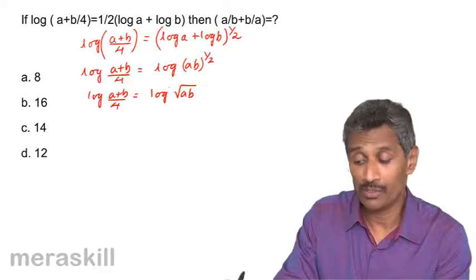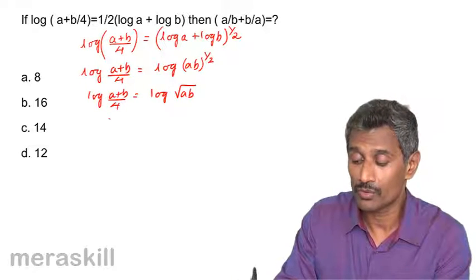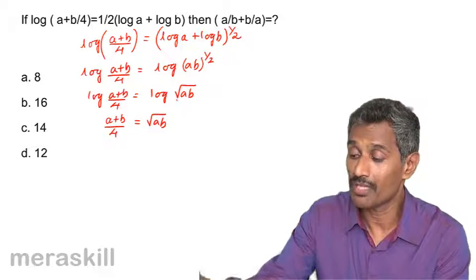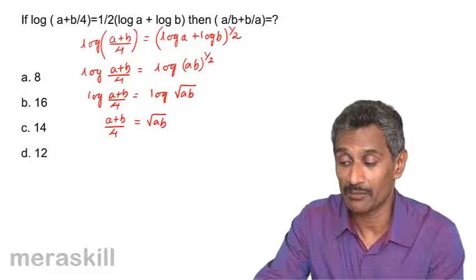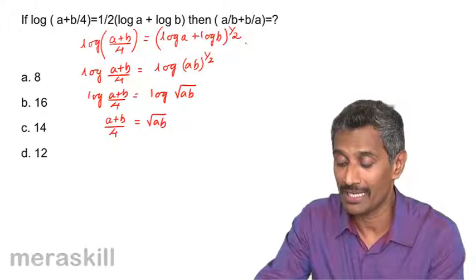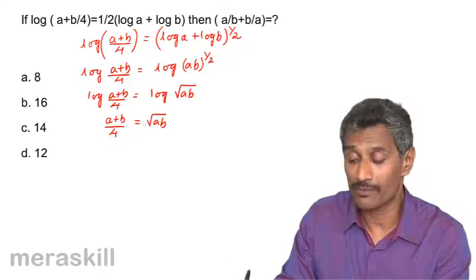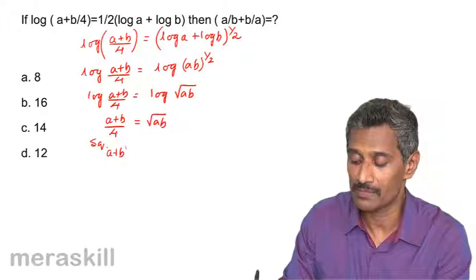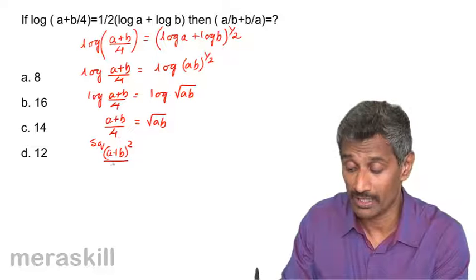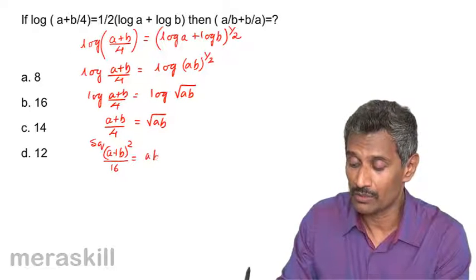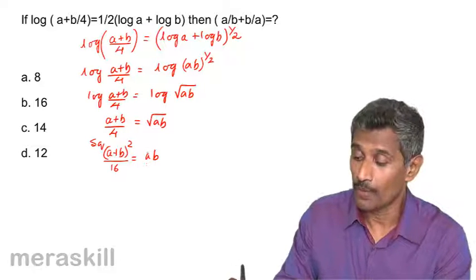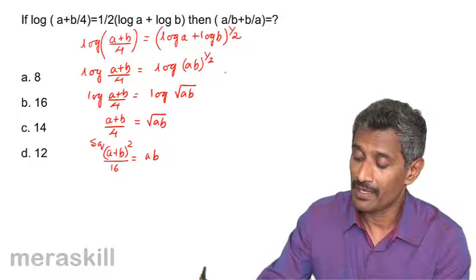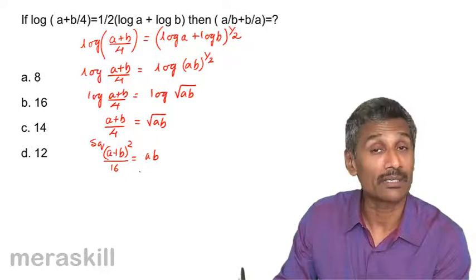Now log of one number is equal to log of another number, so we remove the log and you get (a plus b) upon 4 is equal to root ab. We have been asked to find a by b plus b by a, which is the same as (a square plus b square) upon ab. To get rid of the square root, we square both sides. So we get (a plus b) the whole square upon 4 square, which is 16, is equal to ab.